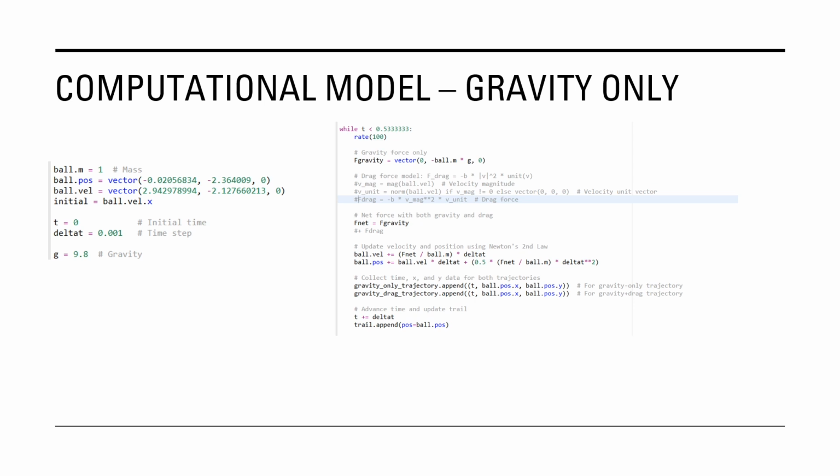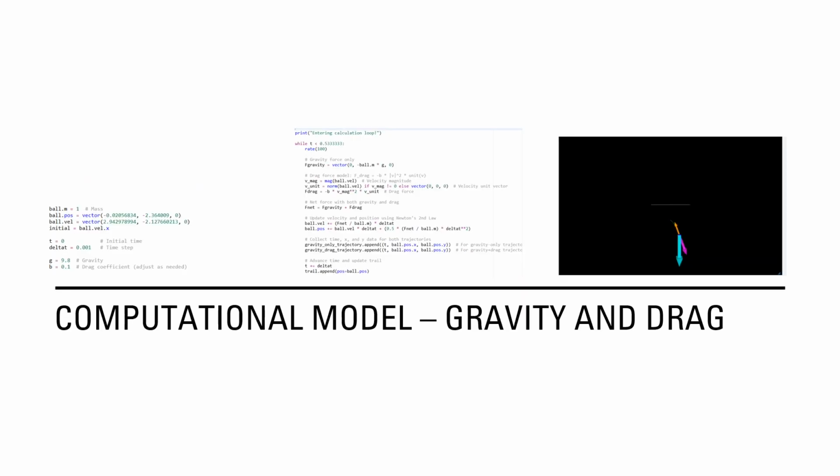Now, when it comes to our computational model with gravity and drag, our initialization factors are the same. However, we do have b, which is our drag coefficient, which is 0.1, and in our calculation loop, we took it a step further and calculated F drag. We calculated the magnitude of speed, and then we calculated the velocity unit vector, compiled those and multiplied it by the negative of the b coefficient, the drag coefficient, to get F drag. We included F drag in our F net, and still used the same velocity update formula and the position update formula that we used in our gravity computational model.